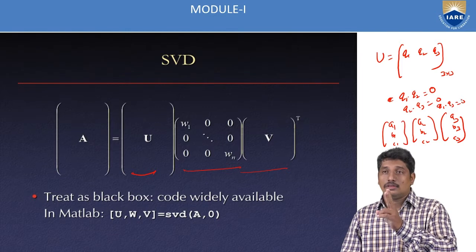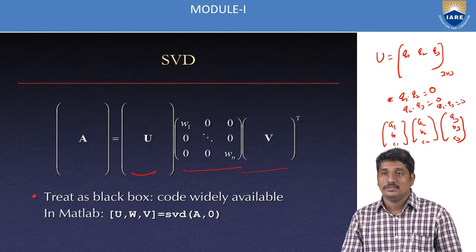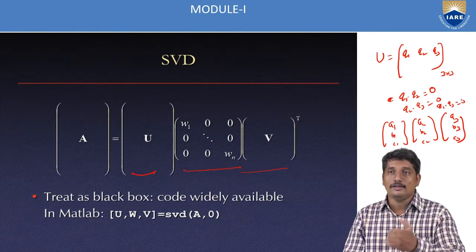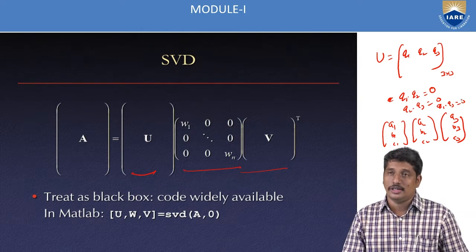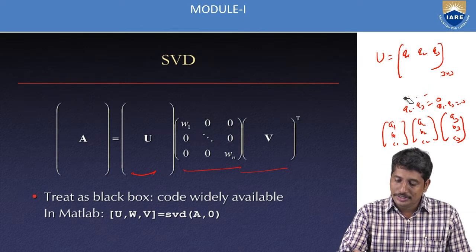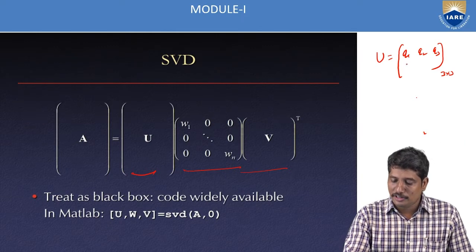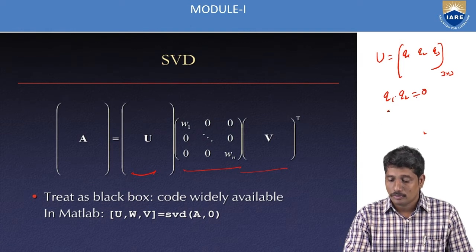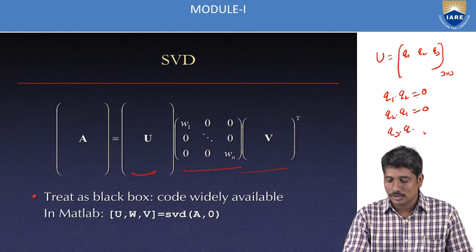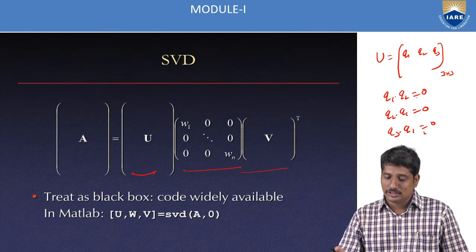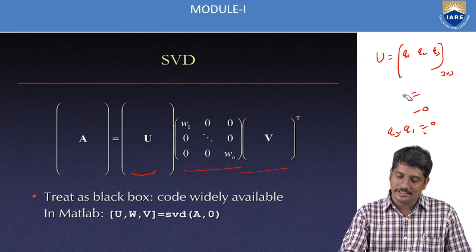So orthonormality means the combination of two things, orthogonality and normality. First, orthogonality. When do you say U is an orthogonal matrix? If the dot product of every pair of columns is 0, that is Q1 dot Q2 is 0, Q2 dot Q1 is 0, Q3 dot Q1 is 0. Can we have such kinds of matrices? Let us see an example.